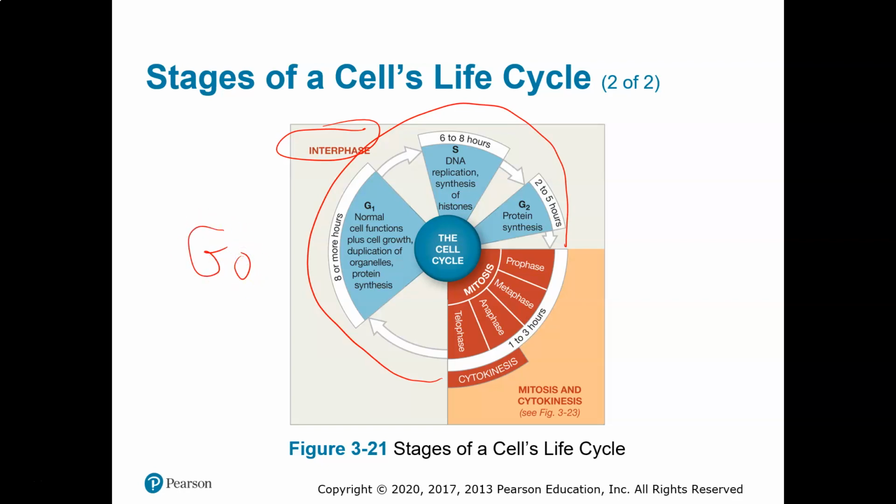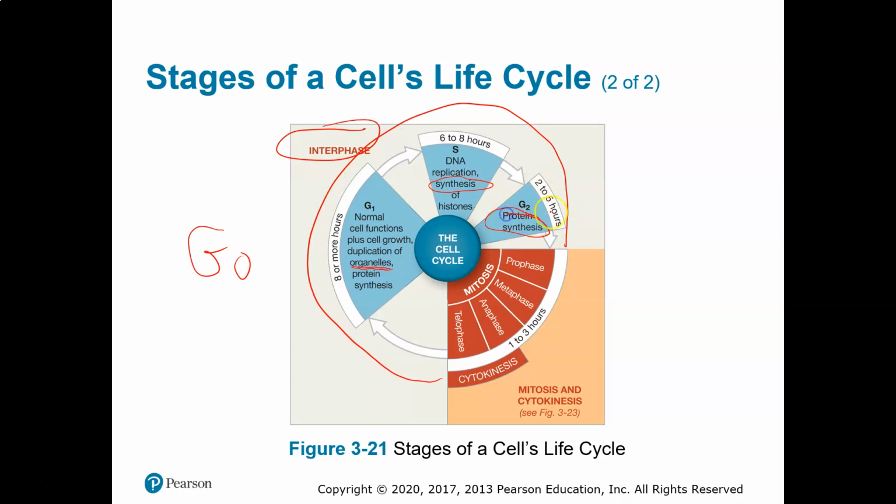But for a cell that's going to divide again, it will go into interphase and it'll spend about 8 or more hours in G1. G1 stage means that the cell grows and duplicates its organelles, because if it's got to have 2 copies of DNA, it's also got to have 2 copies of everything inside of it. So G1 is a growth phase. The S is the synthesis phase. DNA is synthesized or replicated, and that can take 6 to 8 hours. And then protein synthesis occurs in G2.